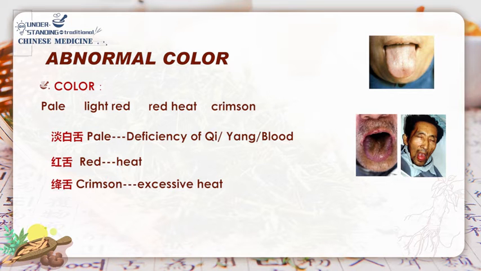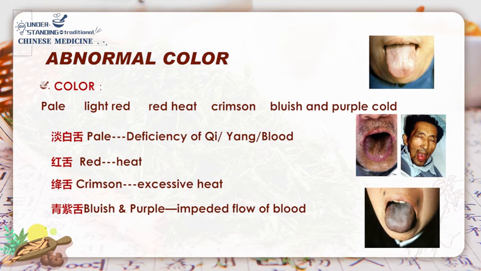If the red color becomes deep red, like crimson, that indicates severe heat, like excessive heat syndrome or warm heat disease. The last color, blue-purple, mainly indicates impaired flow of blood, which can be caused by excessive heat or excessive internal cold. It's often seen in diseases of the liver and heart problems.